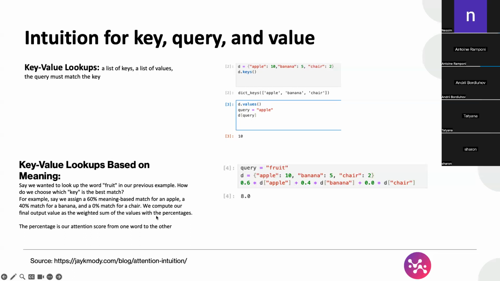So what we're trying to do is to determine how much attention our query should be paying to each of these values. So we can say, okay, a fruit is 60% of an apple, it's 40% of a banana, and maybe 0% of a chair. And that gives you a value at the end, which is kind of the embedding vector of fruit. So I think that these are different ways to try to understand the attention mechanism. So the percentage at the end is the attention score that we're trying to calculate for a particular word in a sentence.